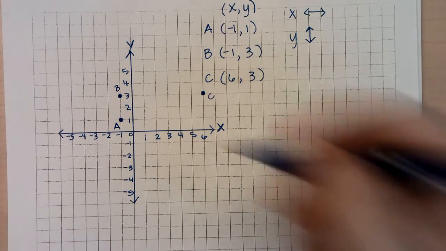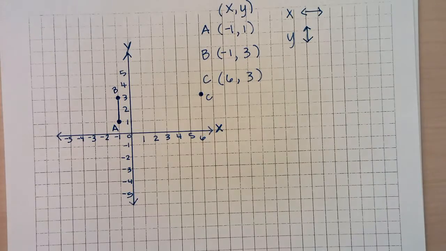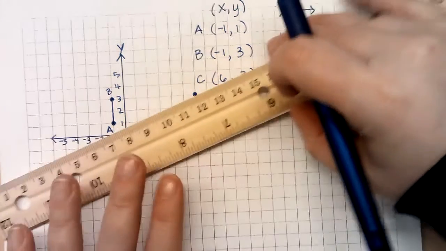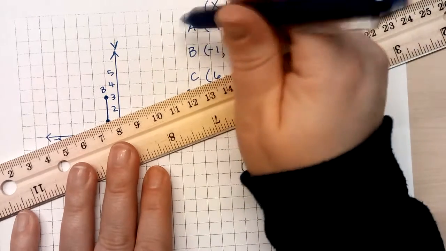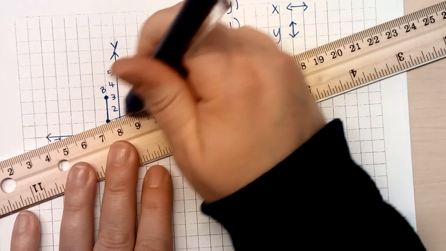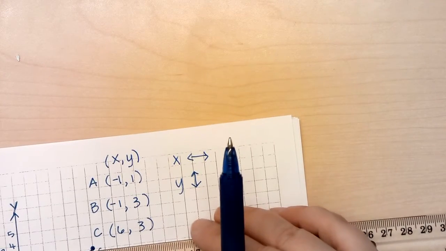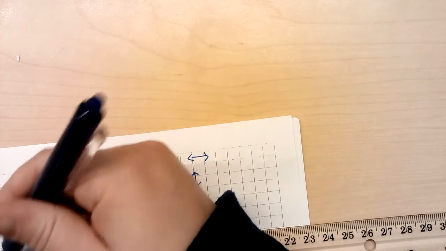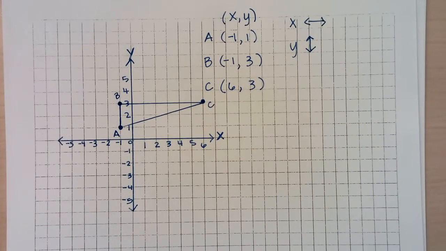So let's connect our dots of our triangle. I'm going to use a ruler so I have a nice straight line. Sorry, I want to get it nice for you. Okay, so here's our triangle.